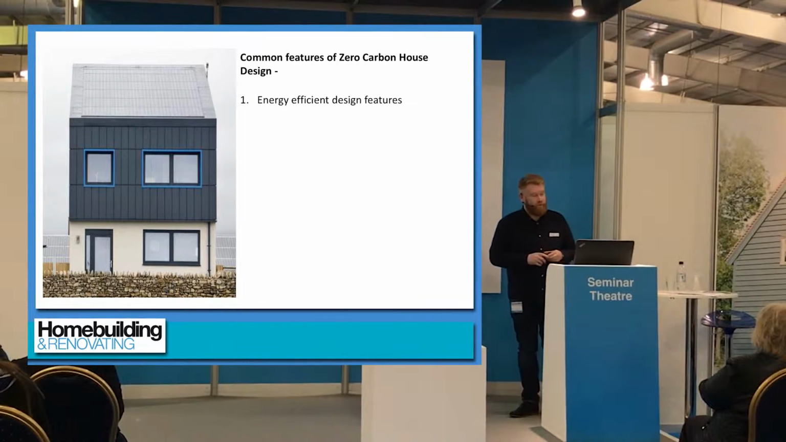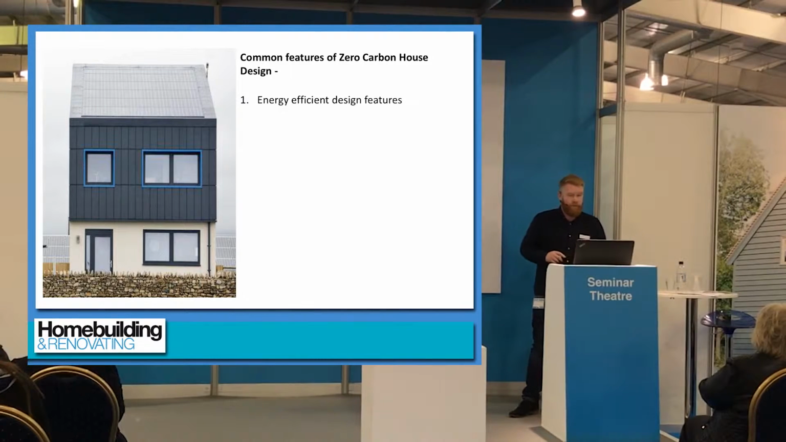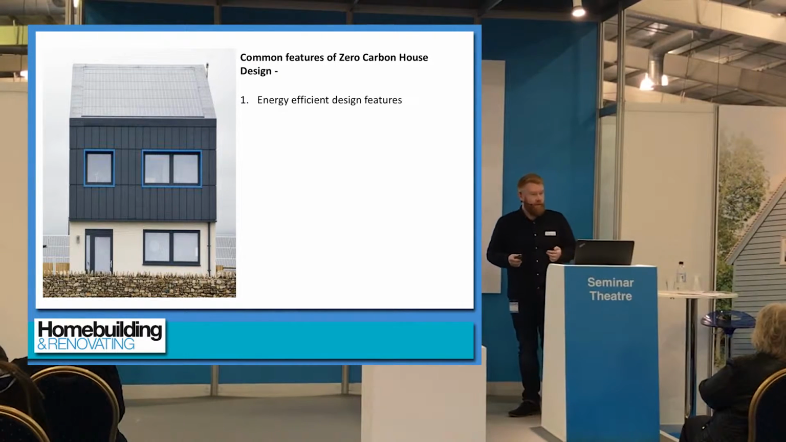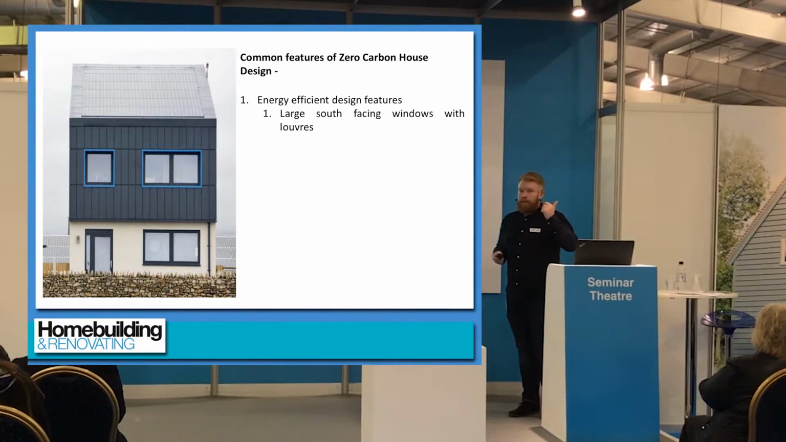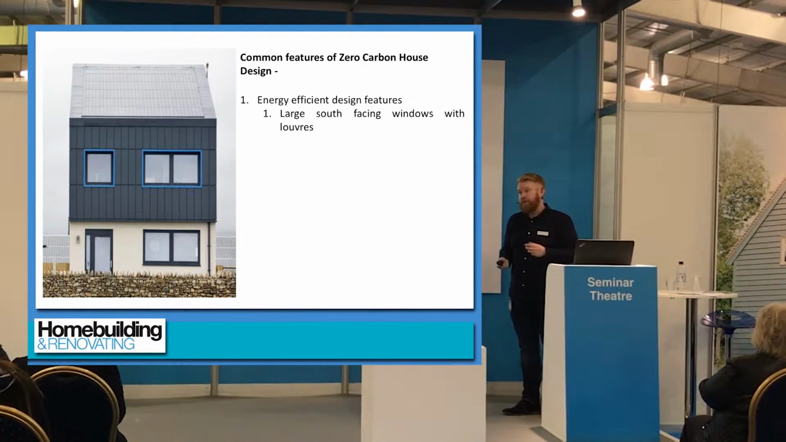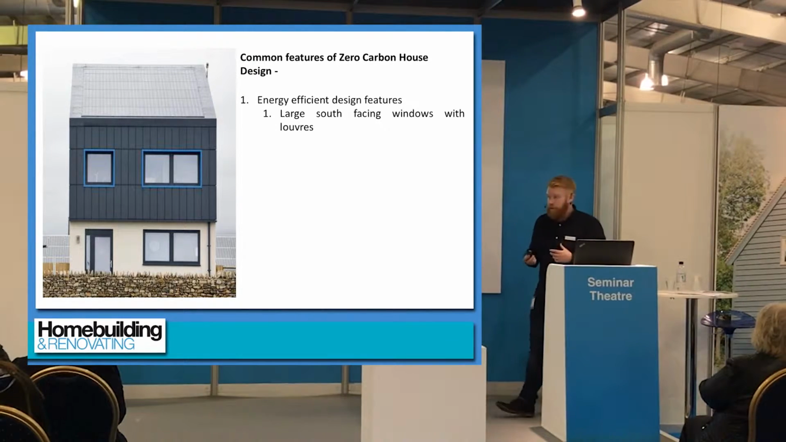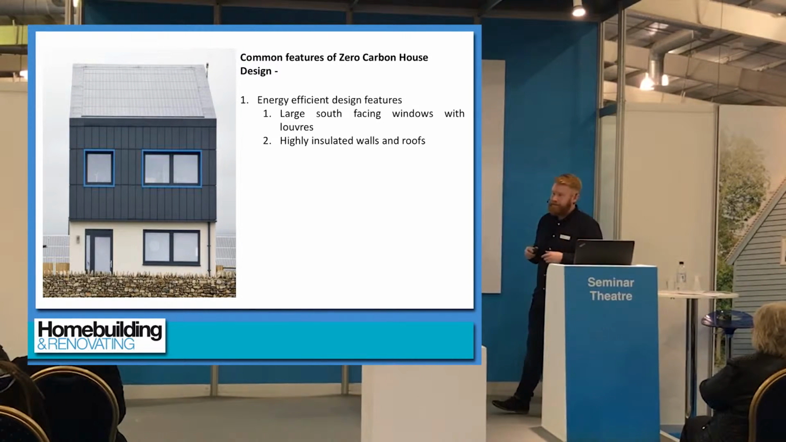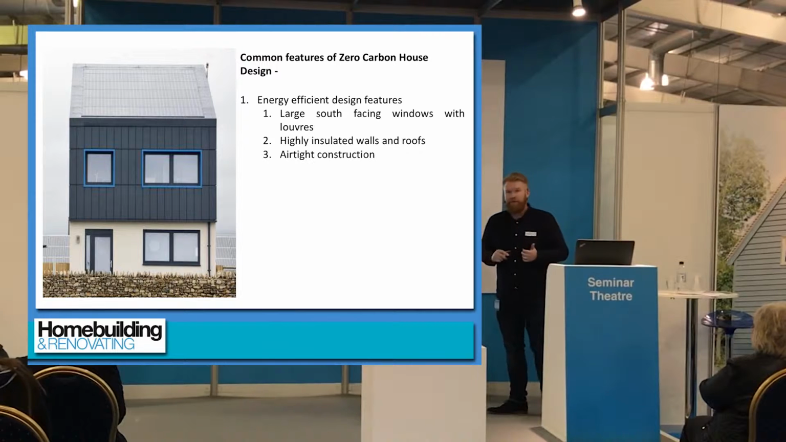So some of the common features that you see in zero carbon houses, it's an energy efficient design. So a lot of what we'll talk about in this next half an hour is solar design and also fabric first design. So the solar design is trying to use as much of the free solar gains as possible. So a zero carbon house features large south facing windows and small windows on the northerly elevations, highly insulated walls and roofs, an airtight construction.